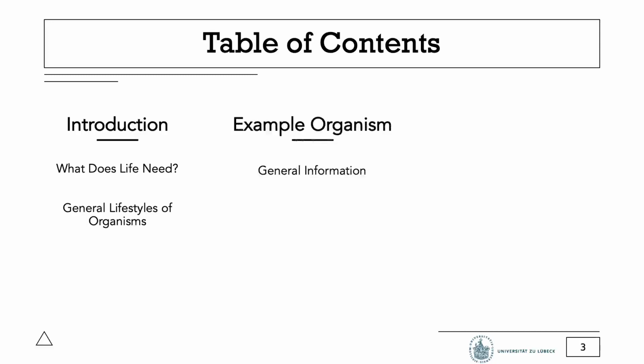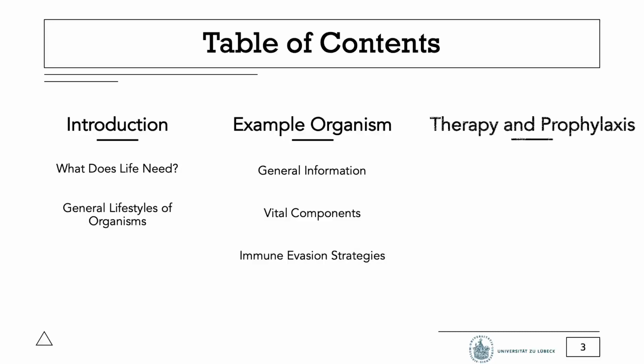These will include general information about its physical attributes, habitat, epidemiology, and disease, as well as the vital genes, proteins, and other mechanisms the pathogen needs to live and thrive in its niche. Lastly, I will talk about the ways the pathogen has to avoid our defenses and establish infection. Afterwards, I will look at what we can do once it happens, or in some cases, even prevent infection entirely.